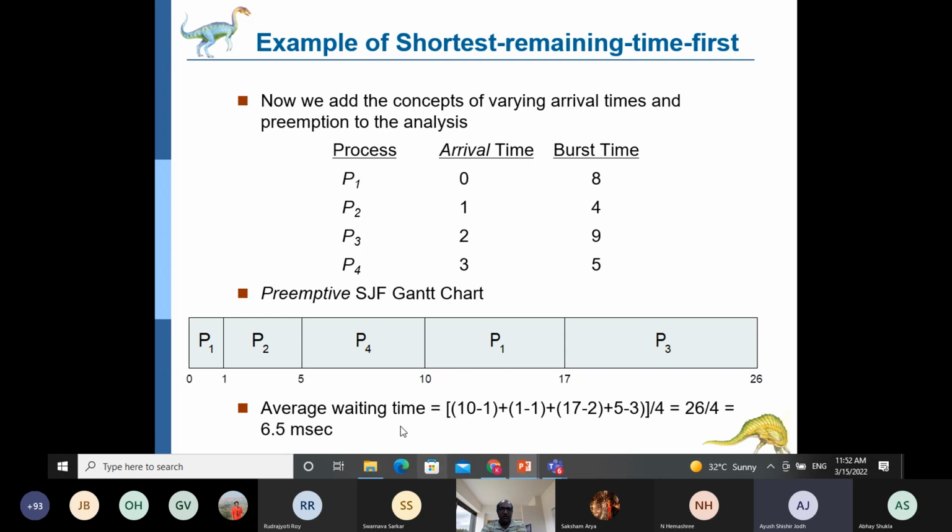So if you compute the average waiting time for this case, you can see that it is about 6.5 milliseconds.